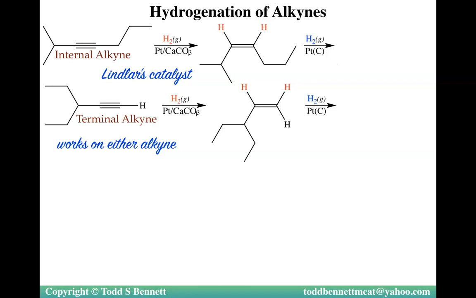We plate some platinum on the surface, put the oxide on there, and we're good to go. So that's what the parentheses C means, it is plated out onto carbon.